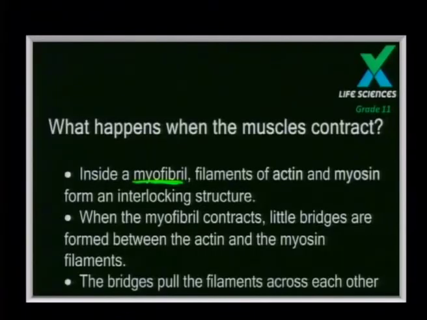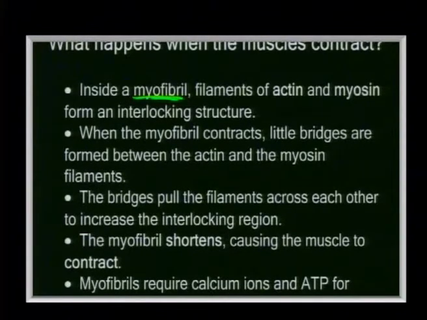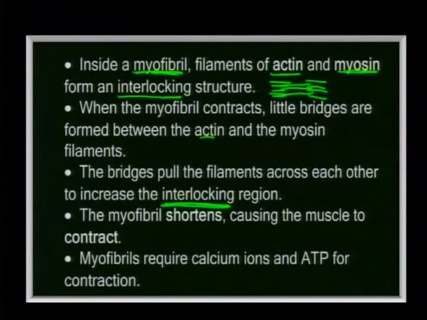So let's have a look at what we have to say here. We have the myofibrils, we're going to have actin and myosin, and they form an interlocking structure. So they literally do this, and then they interlock. When the myofibrils contract, those little bridges that form between the actin and the myosin filaments pull together. As they pull together, these filaments pull into each other and form an interlocking action, which is why the muscle now bulges. The myofibrils shorten, causing the muscle to contract.